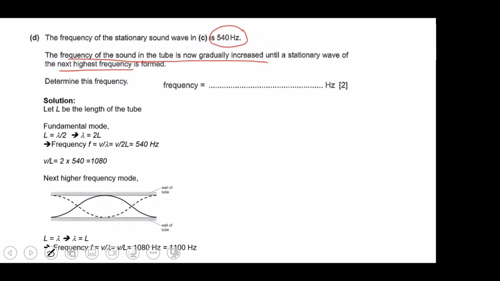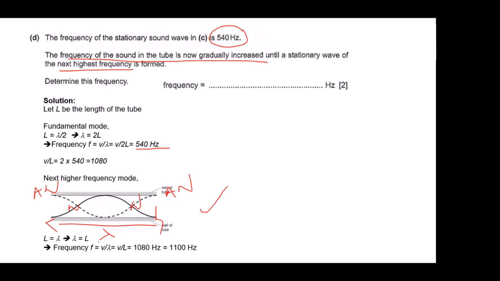If you are not sure how to get the number, just draw out the graph again. It's a displacement antinode at both ends, both open ends, and I have some displacement nodes. And this whole next higher frequency corresponds to a lambda. So based on your fundamental node, the length is half a lambda. So my frequency is V over lambda, which is given as 540. Okay, the next higher frequency is this one.